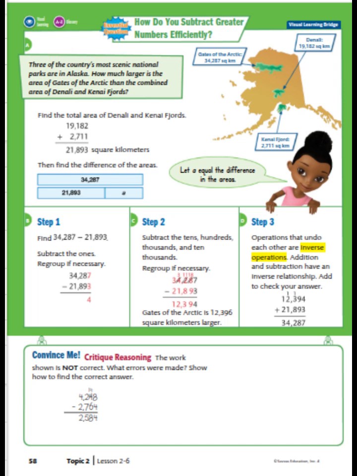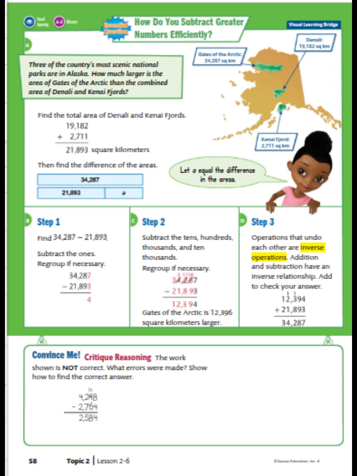Now we want to see Gates of the Arctic. How much bigger is that one than the 2 smaller ones combined? It says we need to find the difference of the areas. In math 4th grade, whenever they say find the difference or calculate the difference, it means use subtraction. So let's look at step 1, where we are subtracting Gates of the Arctic, that square kilometer number, minus the sum, the total combined area we found above. So let's subtract those 2 numbers.